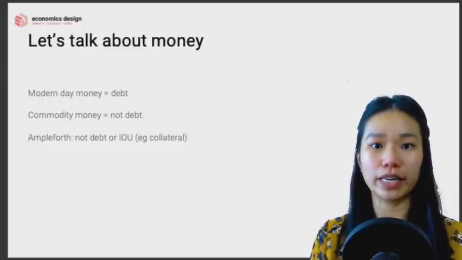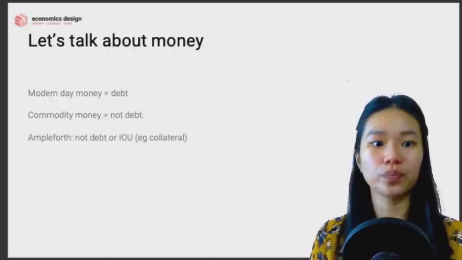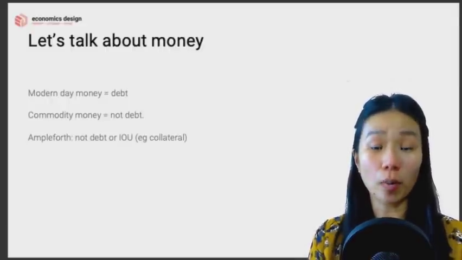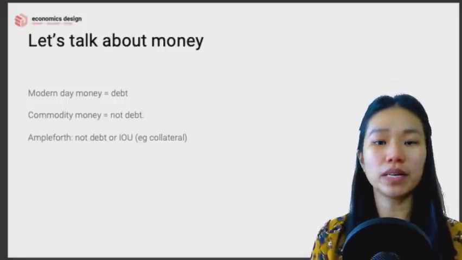So that's modern day money. It's basically debt. It's like an IOU. I owe you to the future. And commodity money is different. Commodity money is not debt.